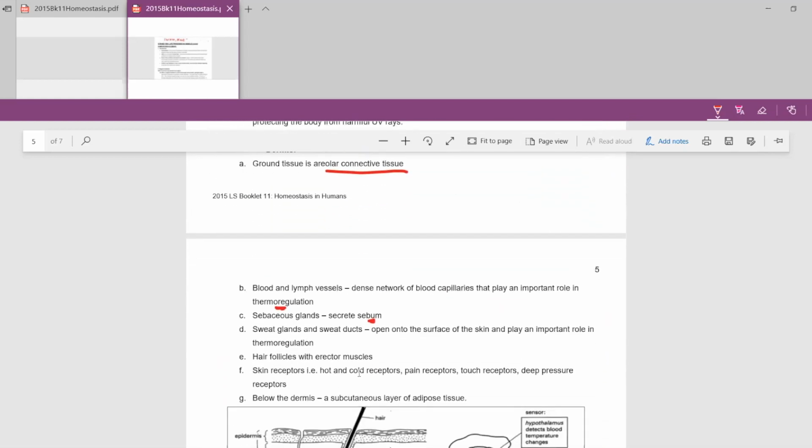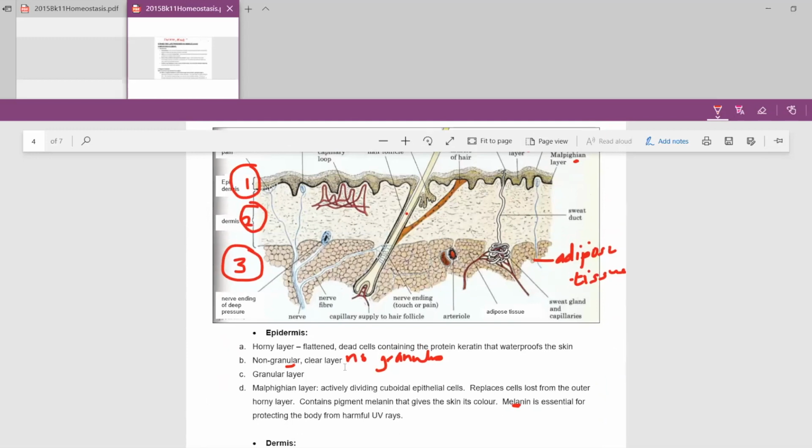And then you have your skin receptors. You don't have to know the names. You have hot and cold receptors, pain receptors, touch receptors, and pressure receptors. And then you have your layer of adipose tissue. And this is your adipose tissue for insulation protection. Now that we're talking about thermoregulation, that fat layer or adipose tissue is for insulation. Insulation means to keep your heat in.